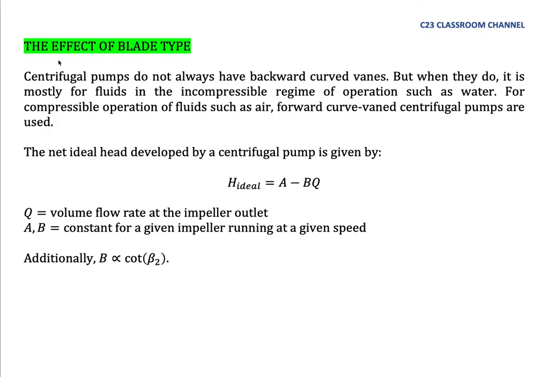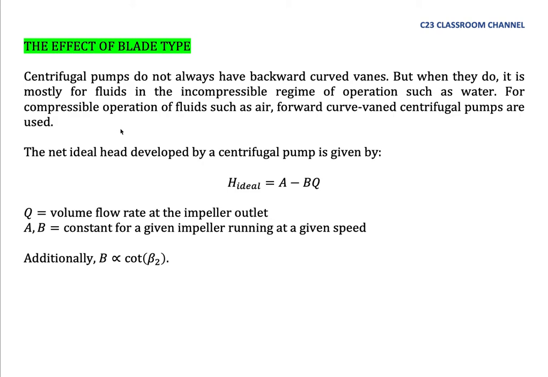And then we need to know the effect of blade type. Centrifugal pumps do not always have backward curved vanes, but when they do, it is mostly for fluid in the incompressible regime of operation, such as water. For compressible operation of fluids, such as air, forward curved vane centrifugal pumps are used.